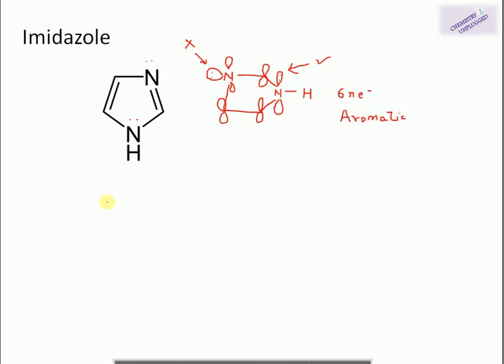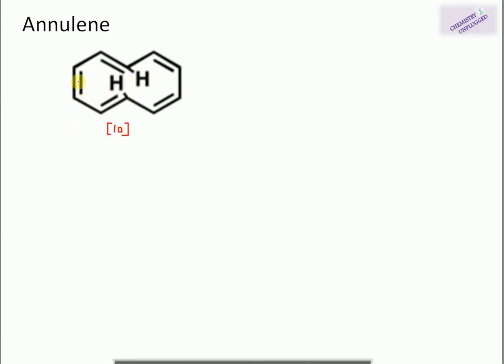Then we have annulenes. Annulenes are ring compounds having conjugation. Benzene is also an annulene. It is a [6]annulene. And we have an example of a [10]annulene here. It has 10 carbons and 5 double bonds, meaning 10 pi electrons. So a 10 pi electron system should be aromatic in nature.